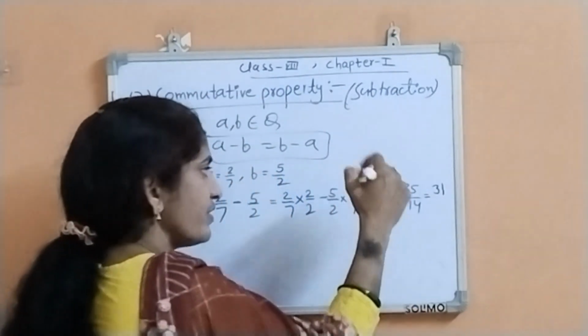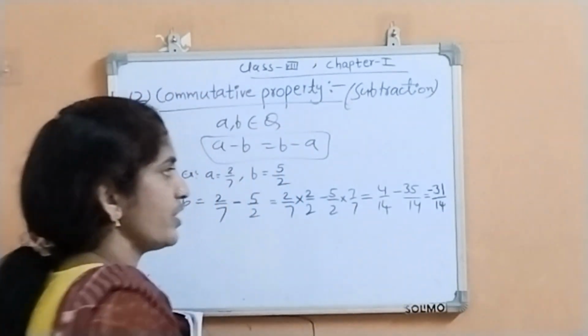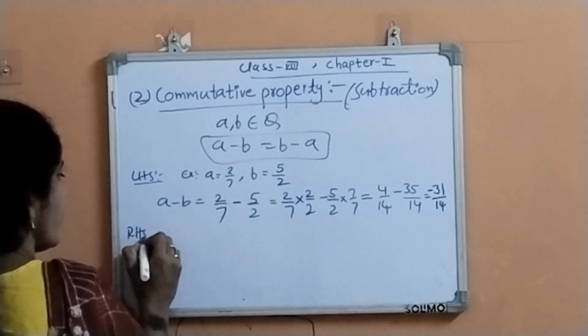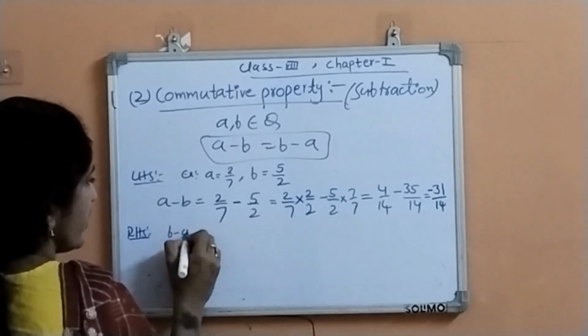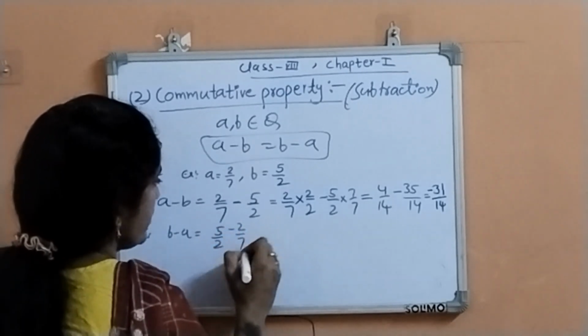So the bigger number is having a negative sign, so we are getting minus 31 by 14. Okay, so this is LHS. So we are going to check RHS now. Okay, so B minus A we are going to check. B means what? 5 by 2 minus 2 by 7.